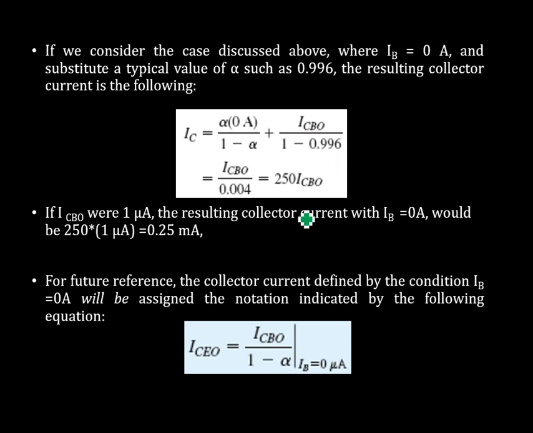If the alpha value is in the range of 0.996 or 0.98, it is close to 1 but less than 1. And this will be ICBO by 0.004 or 250 times ICBO. In common base configuration, it was just the reverse saturation current and we wrote it as ICBO when IE equal to 0, isn't it?